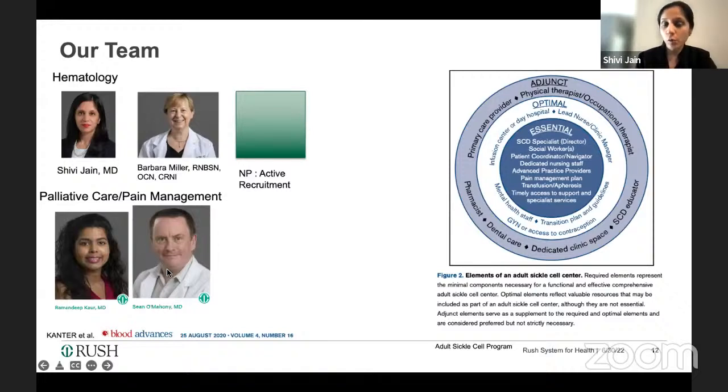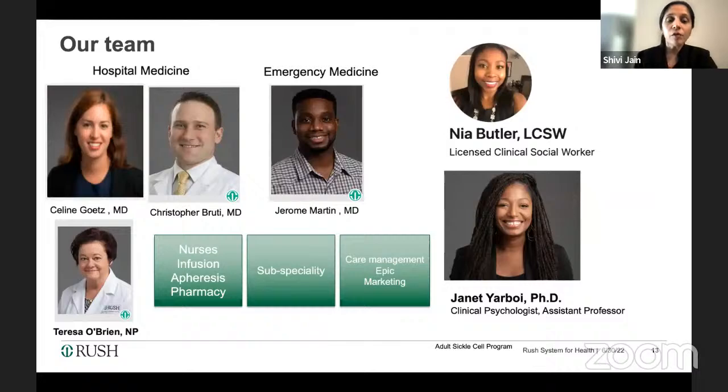Dr. Kaur and Dr. O'Mahony head that part of the program. We also have collaborations with hospital medicine, and our sickle cell champions are Dr. Bruti and Dr. Goetz from the hospital medicine team, and Dr. Martin from the emergency medicine team is our sickle cell disease champion. Terry O'Brien is our nurse practitioner lead in urgent care, which is like our acute care center where we provide care to our sickle cell patients in the day hospital setting.